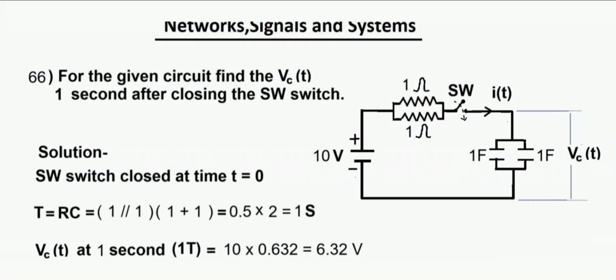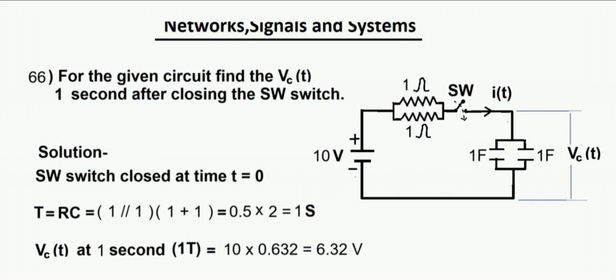Hello. Question 66. For the given circuit, find voltage VCT 1 second after closing the switch SW. As shown in the figure, a 10 volt supply is connected in series with two resistors in parallel through a switch, and in series with two capacitors in parallel of 1 farad.